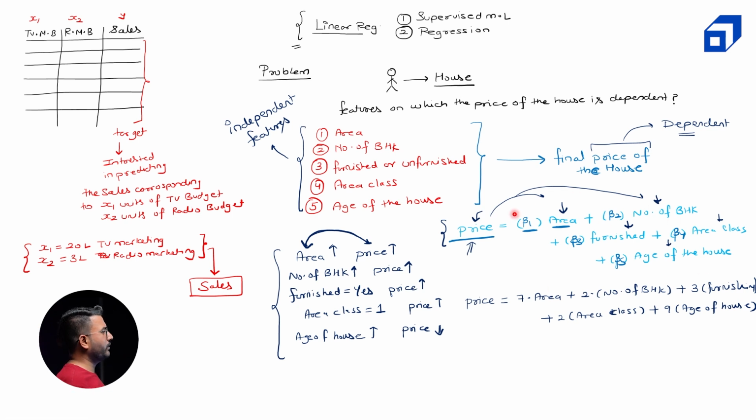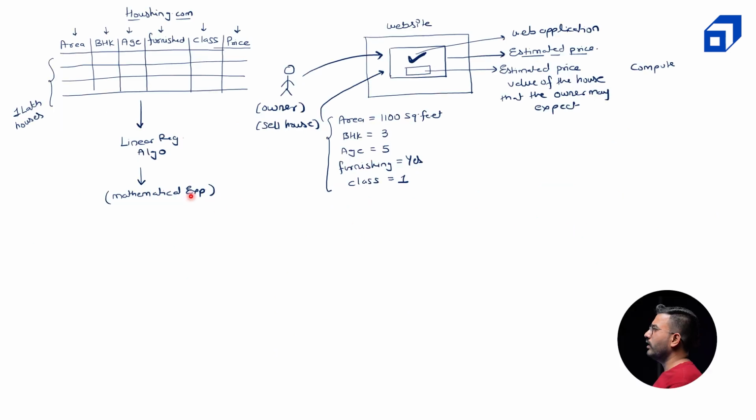It is a very logical expression where I am saying that the area of the house is going to influence the price. So my price is dependent on area. Price is dependent on number of BHK. Price is dependent on furnishing status. Price is dependent on class of the area, and price is dependent on the age of the house. So all these independent variables are influencing the price, and this is a kind of mathematical equation that I would end up getting if I provide this data to my linear regression algorithm.